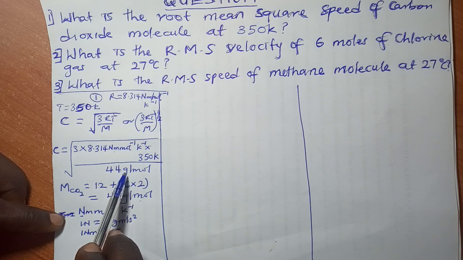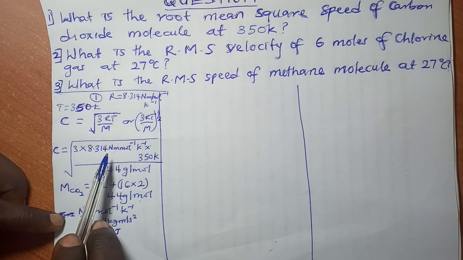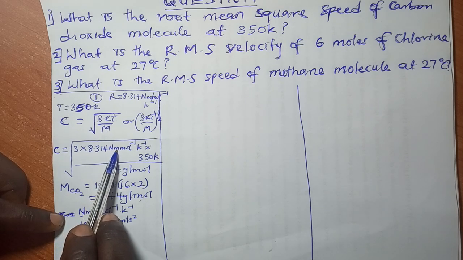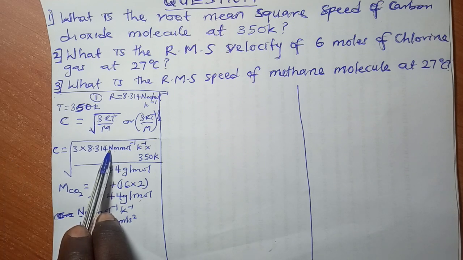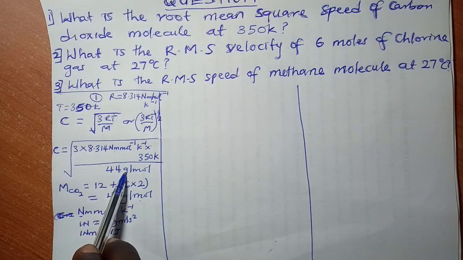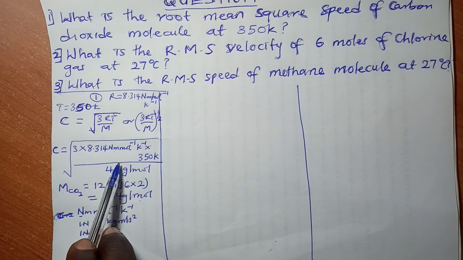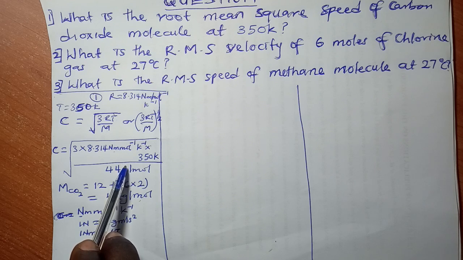So it is either you convert this Newton meter per mole per Kelvin to gram so that it will have the same unit, or you convert the molecular weight to kilogram. Any of the two. If you just solve like that and divide, as many people will make such mistake, the answer you got is actually not the right answer.